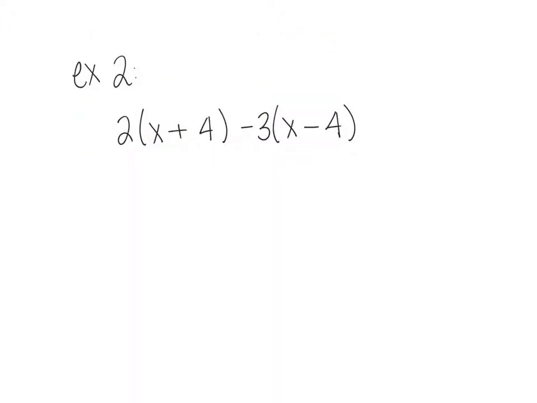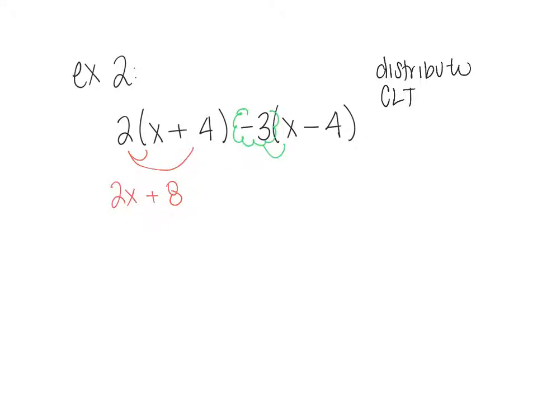Next one, still simplifying. Before I can start combining like terms, though, I have to distribute. So I'm going to distribute and then combine like terms. So I'm distributing a 2. 2x, 2 times 4 gives me 8. Distribute the next one. Negative 3, I have to distribute that whole thing. Negative 3x, negative 3 times negative 4 will give me positive 12.